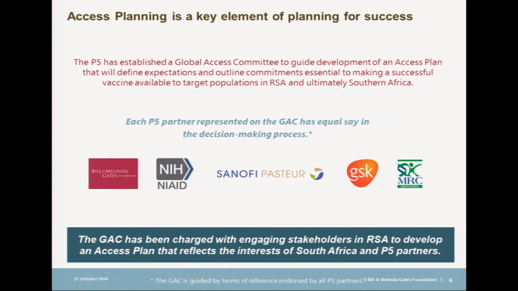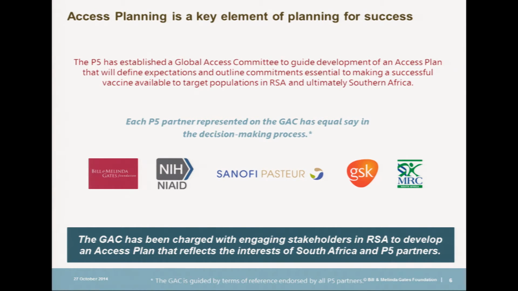The path from establishing vaccine efficacy to licensure and rollout will ultimately be a multi-year and complex process, and so that's what we are thinking about very intensively. There's obviously not a lot of experience in the HIV vaccine field yet around access planning. So the P5 has established what we refer to as a Global Access Committee. The mandate of the Global Access Committee is to guide development of an access plan, and that plan will ideally define expectations and outline commitments that are really essential to making a successful vaccine, if we get there, available to target populations in South Africa and ultimately Southern Africa.